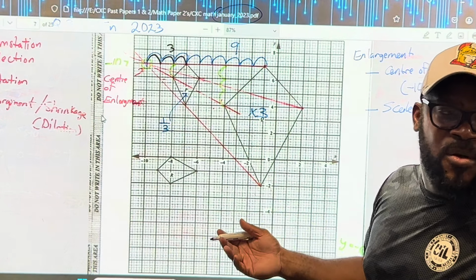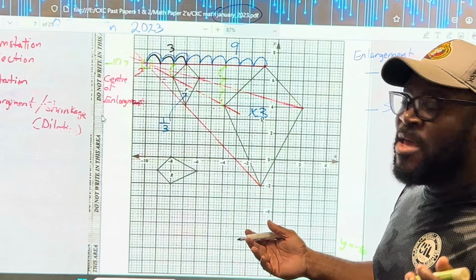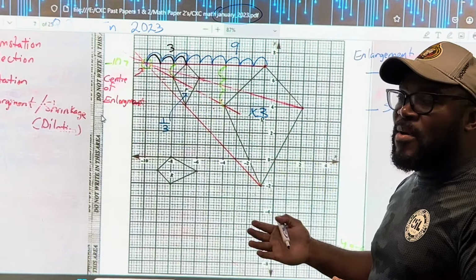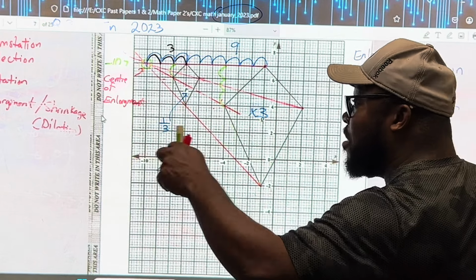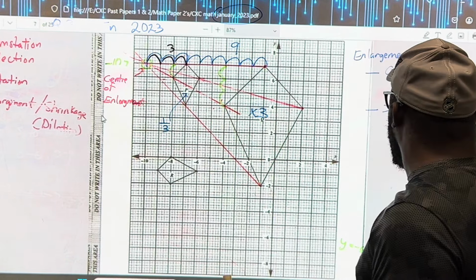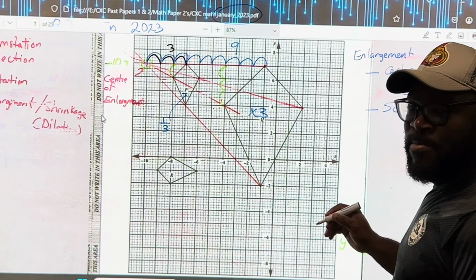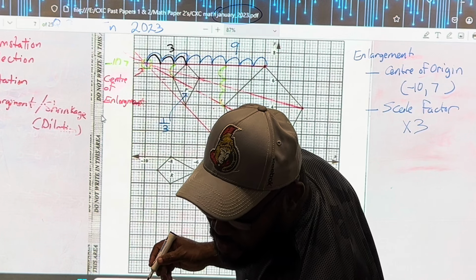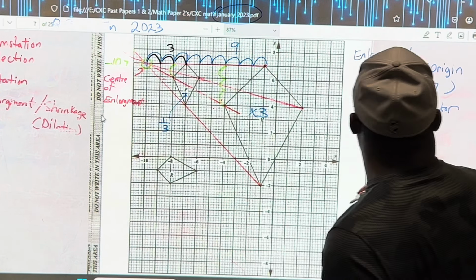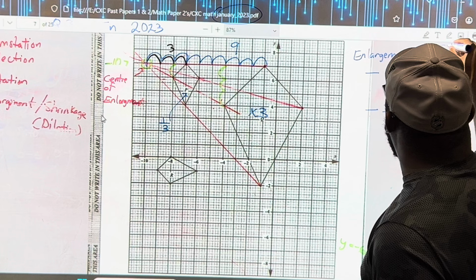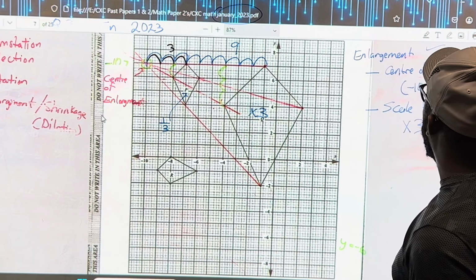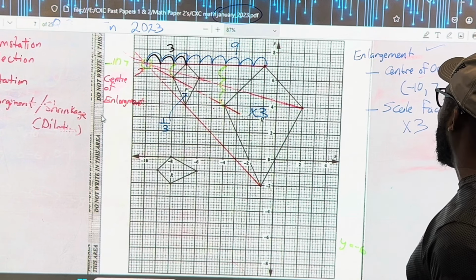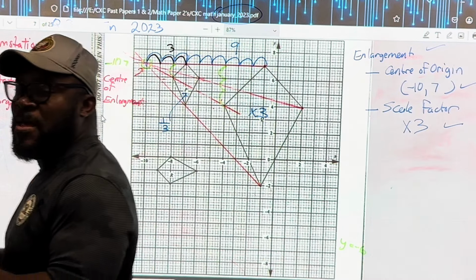It was once 3, it's now what? 9. What's the scale factor? 3 times. Good. So, 3 things we mentioned. It's enlargement. The enlargement is through the center of origin, and the scale factor is that it magnified it 3 times. So you get to look it up.